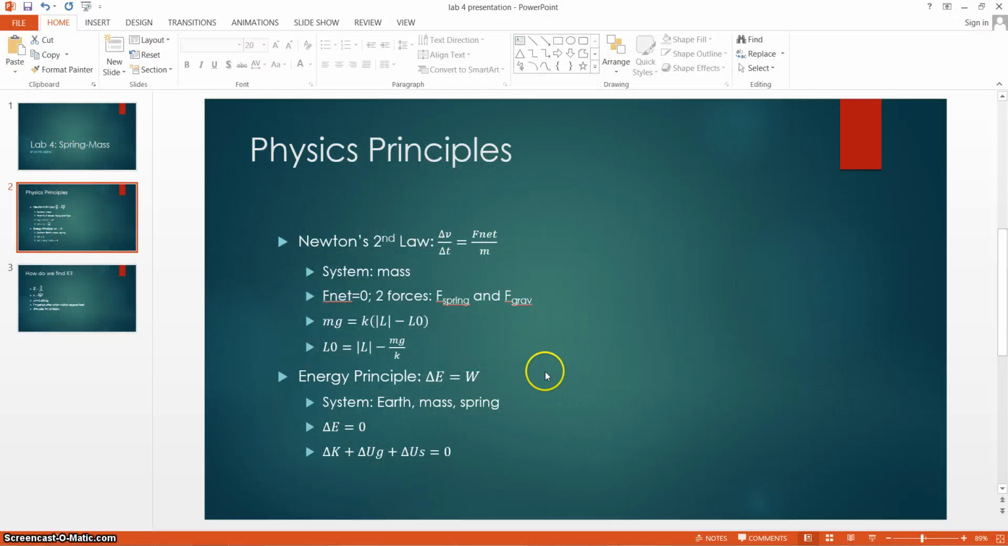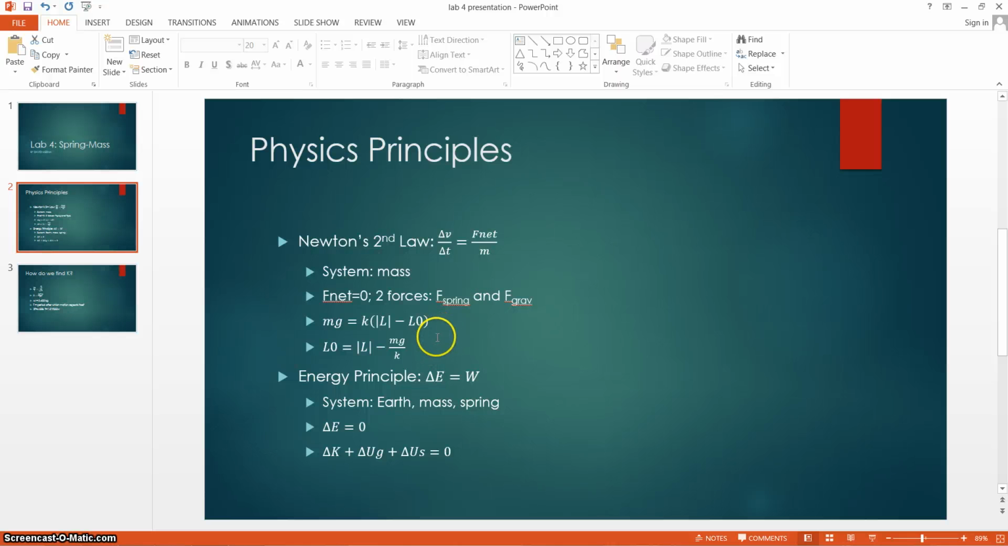In order to understand the coding procedure, we must first understand how our fundamental principles relate. One important value that we need for this lab, the relaxed length of the spring, can be found using Newton's second law. When the mass is at static equilibrium, the net force acting upon it is 0, and since we are assuming that only gravity and the spring are exerting a force on the mass, we can set their magnitudes equal to each other and solve for L naught.